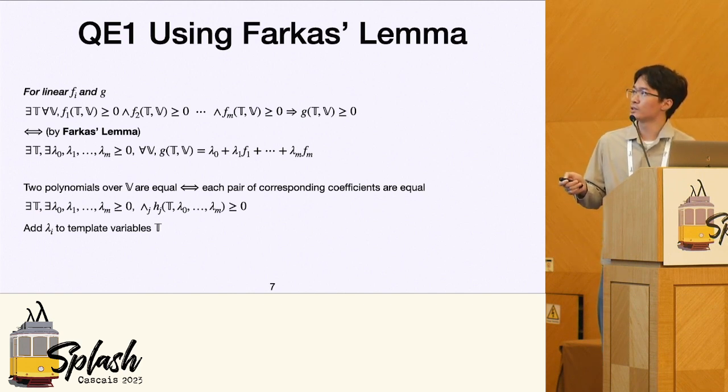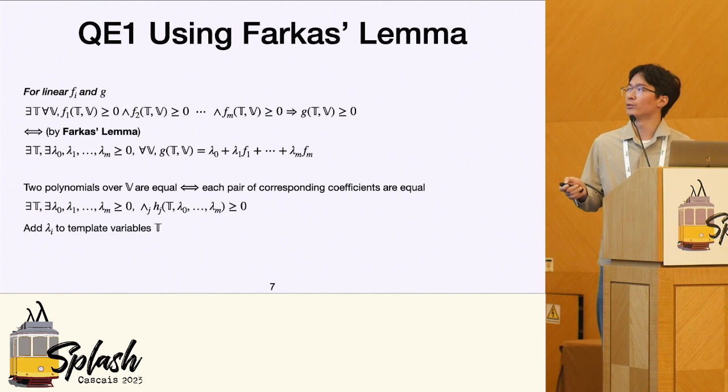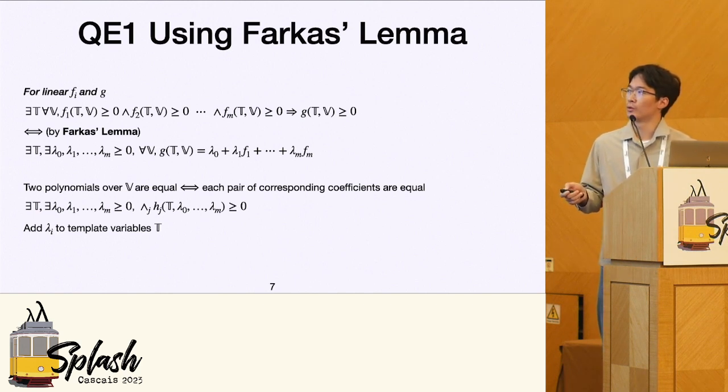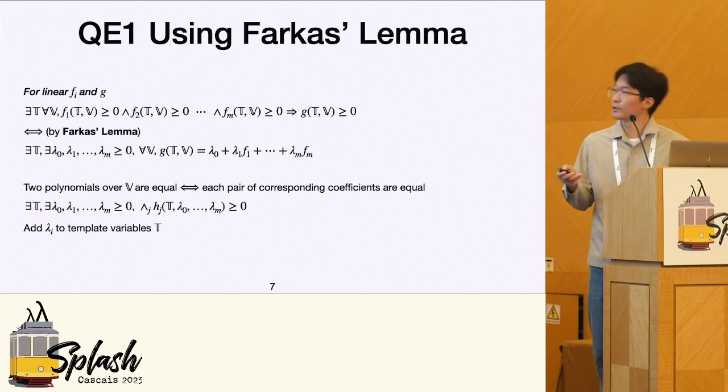So the left-hand side and right-hand side, if you think of them just as polynomials on v, then two polynomials are equal only if each pair of corresponding coefficients are equal. And the coefficients are just expressed by constants and then template coefficients. There's no v in these coefficients, so we get another constraint system that only has t and some new lambdas, and then some non-negative constraints without v.